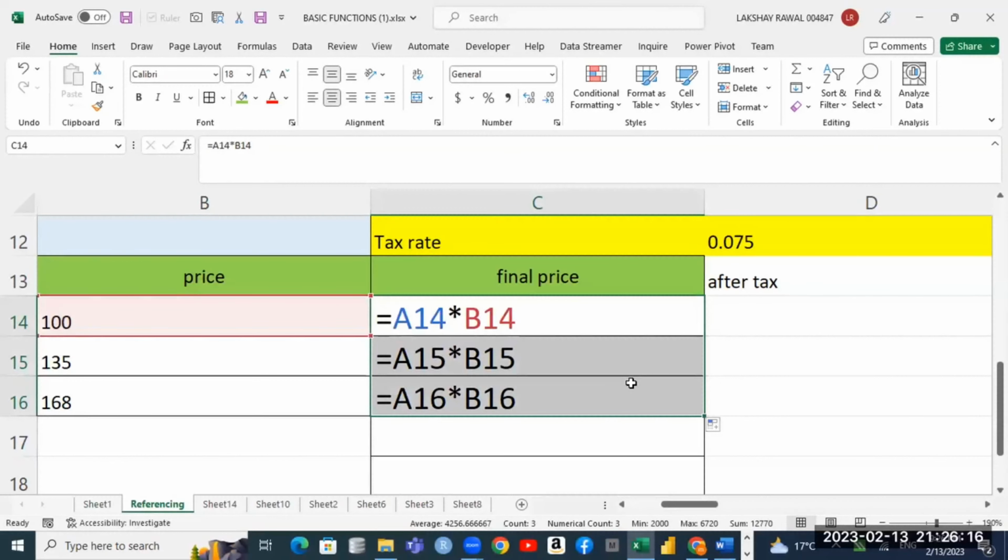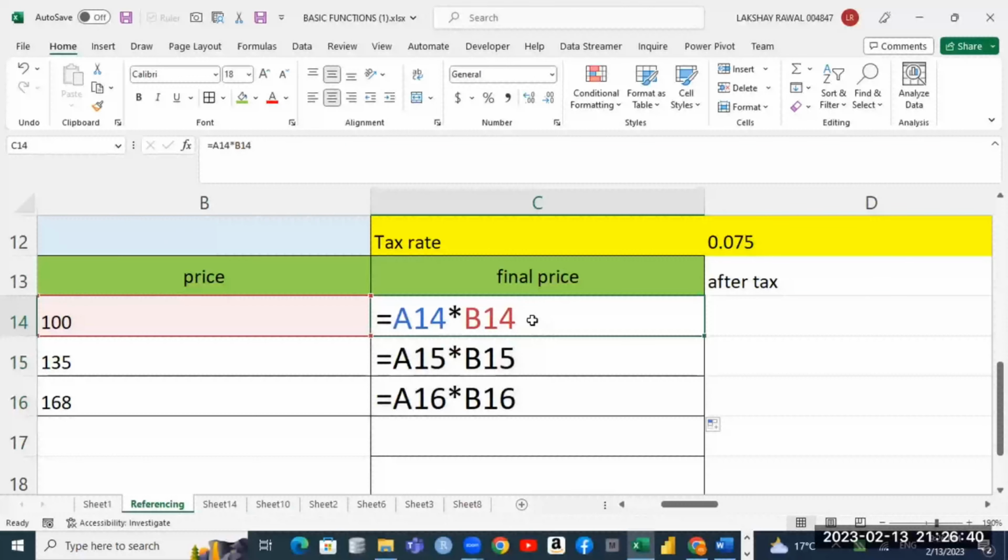Now that day I told you in the first class, if I drag the formula downwards, what will you find change? Look at this here. What is changing and what is not changing? Row number changing, column number not changing. Very good. Row number is changing, column number is not changing.